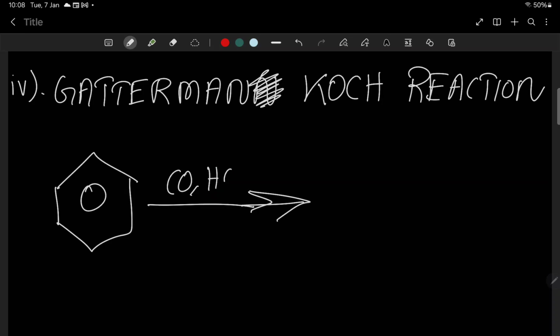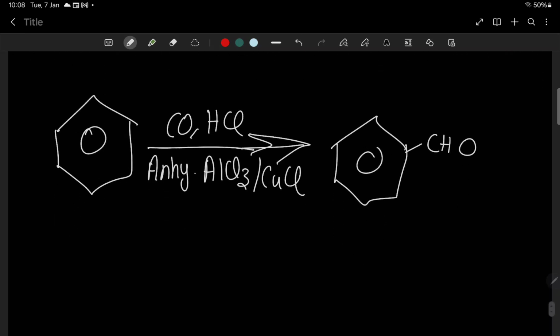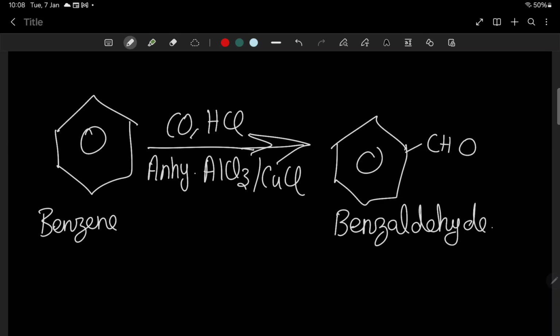Then carbon monoxide, HCl and anhydrous AlCl3 or CuCl. Either is preferred, a Lewis acid. We get the aldehyde, benzaldehyde. So this is the preparation of benzaldehyde from benzene, not toluene, benzene. Okay. This is an important method.